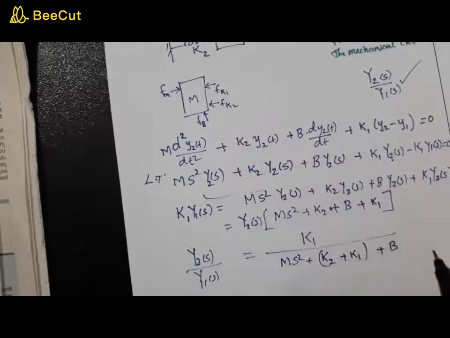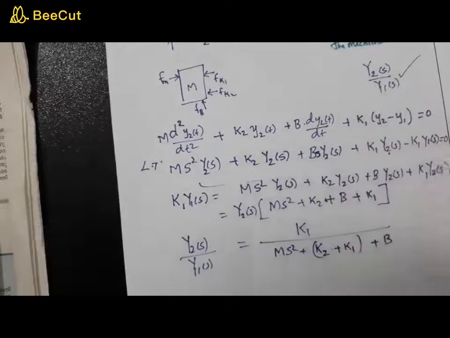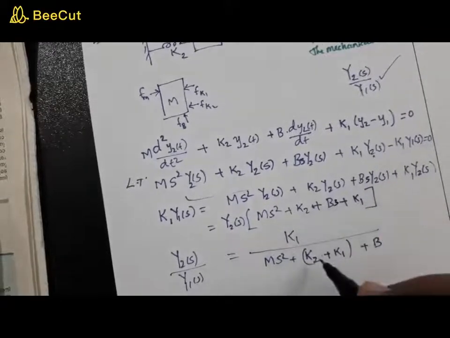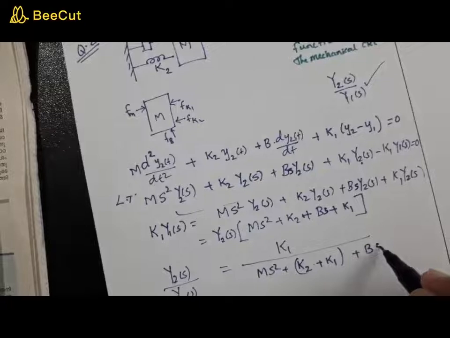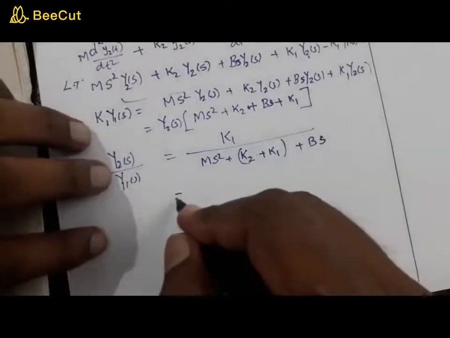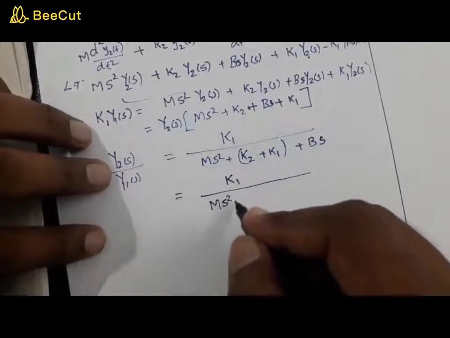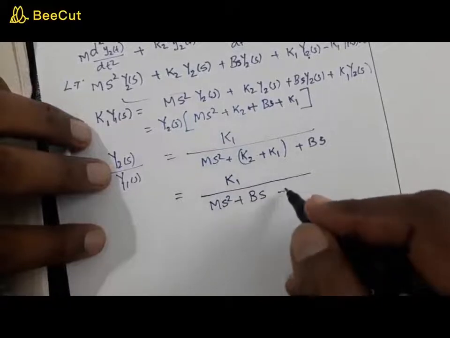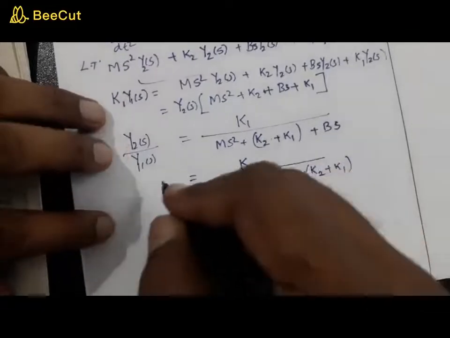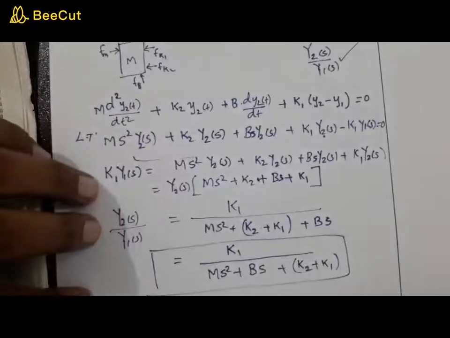b. Now there is b into s into y2 of s, so yes, there is a mistake. This is s, so this is b into s. Okay, so this is bs. So the transfer function will be like this. You can write this as a quadratic expression, ms square plus bs plus the constant, that is the sum of the spring constants. Okay, so this is your transfer function, right?